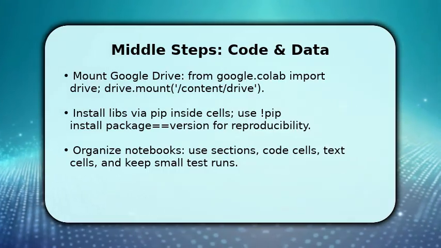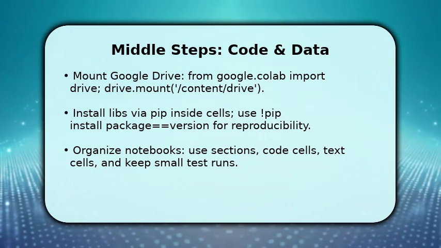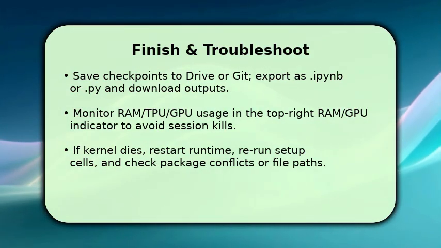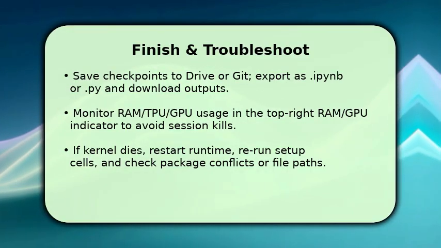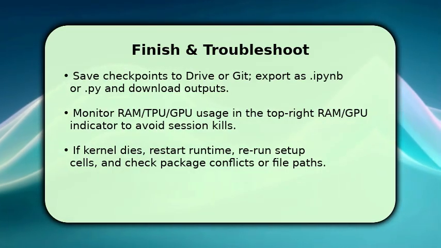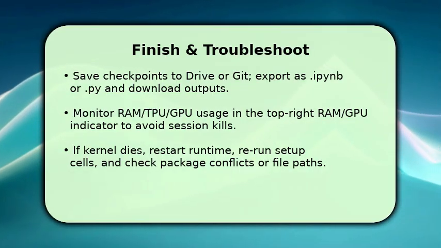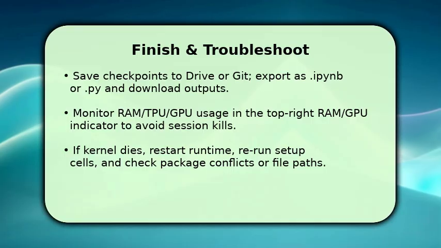To finish, save your work, write checkpoints to drive or push to Git, and export the notebook as IPYNB or PY for sharing. Make sure outputs and models are copied to persistent storage before the session ends. If your session is interrupted, restart the runtime and rerun just the setup cells to restore packages and mounts. This is faster than rerunning everything. If problems persist, inspect package versions and file paths, and reduce batch size.